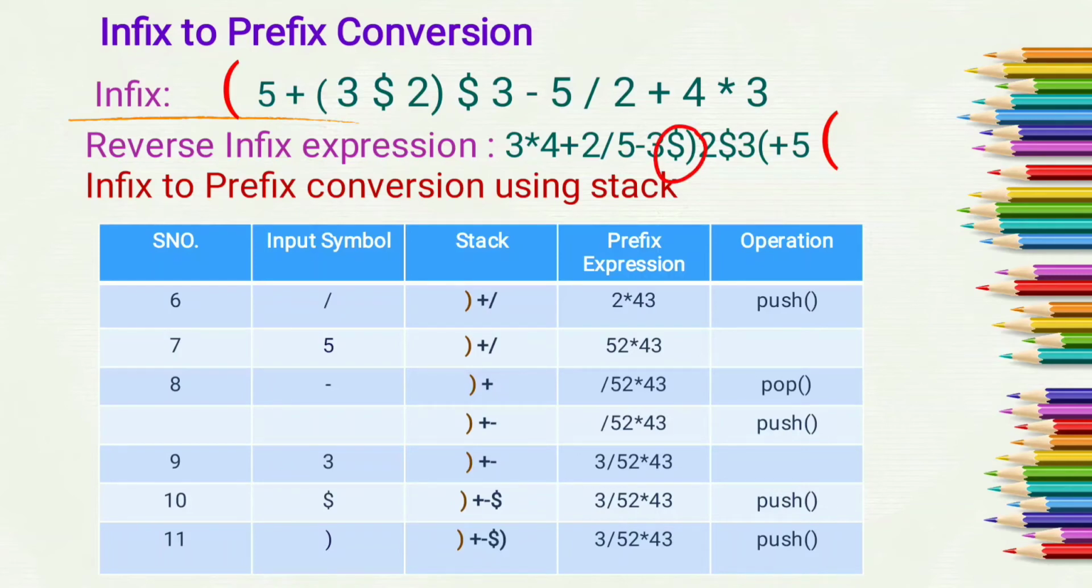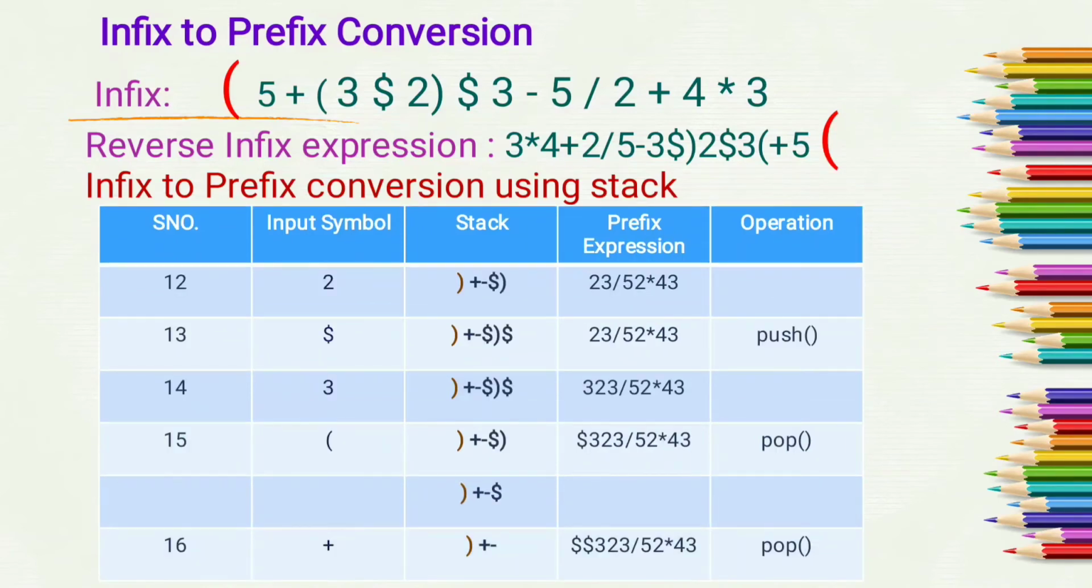Next input symbol is power. As power has higher precedence than minus, we can push power over minus. So we push dollar into the stack. Next input symbol is closing bracket. Whenever we get a closing bracket as an input symbol, we simply push this closing bracket into the stack. Next input symbol is 2, which is an operand. We have to add it into the prefix expression.